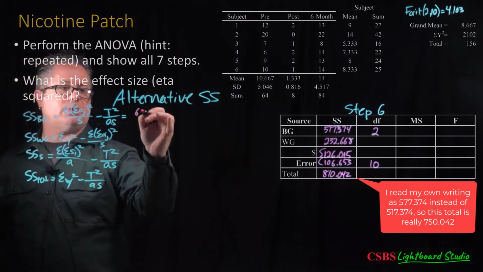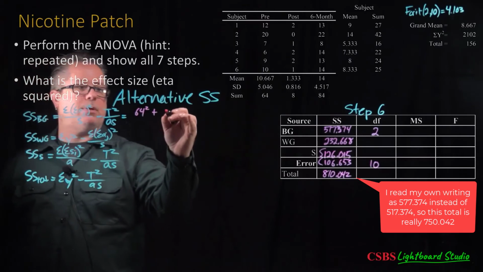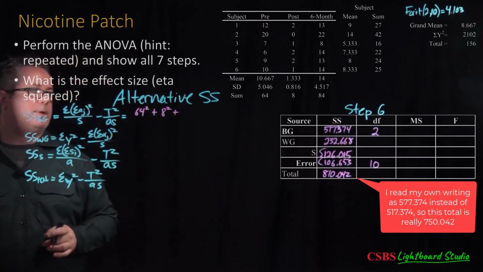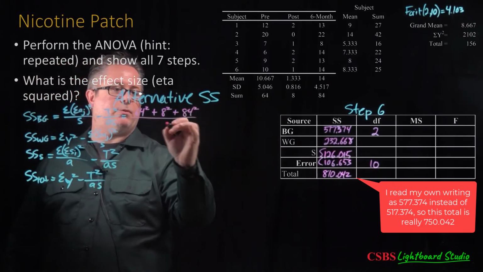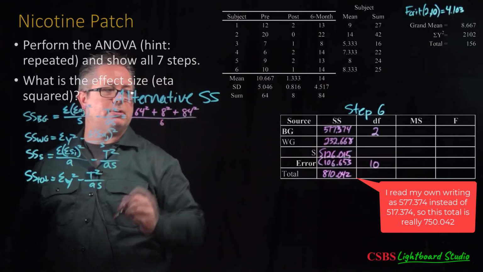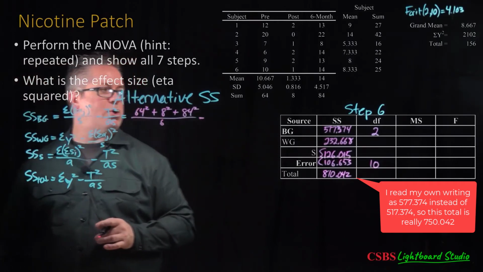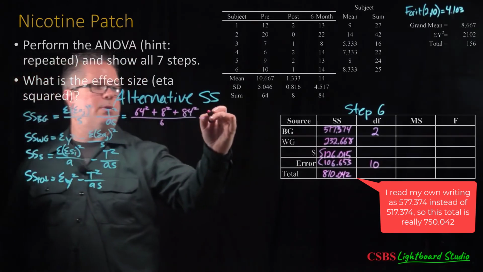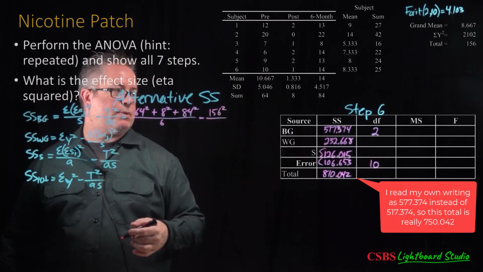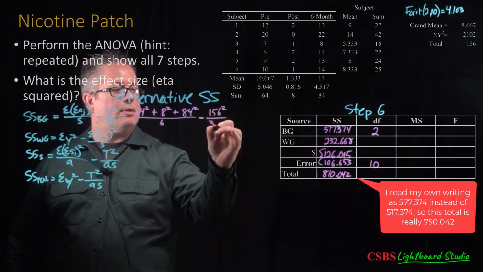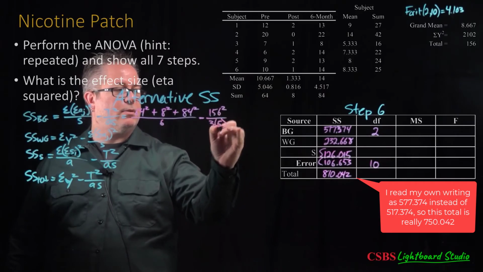So the first one is 64 squared plus the second one is 8 squared plus the next one is 84 squared, all over 6 subjects. We're going to subtract from that the total, which is 156 squared over A times S, so 3 times 5 subjects. It's going to be 15. It's 5. Okay?